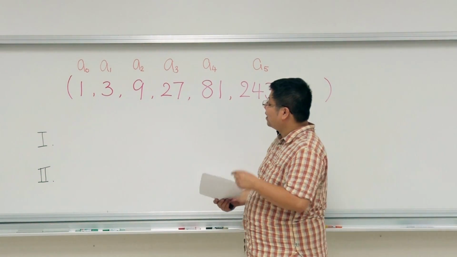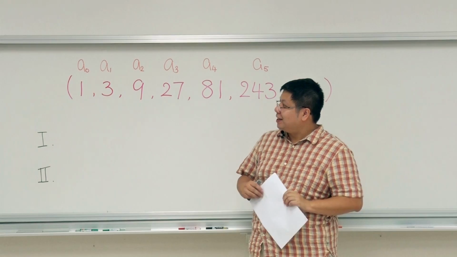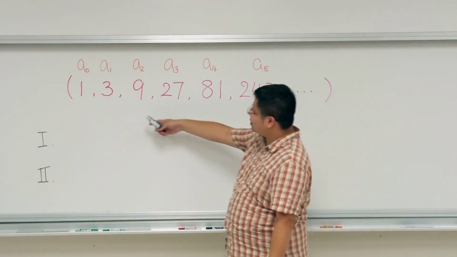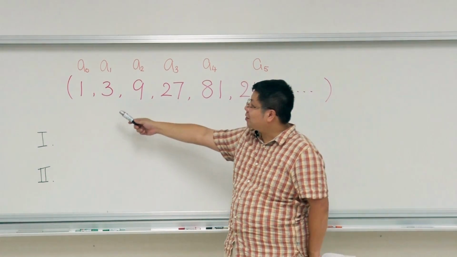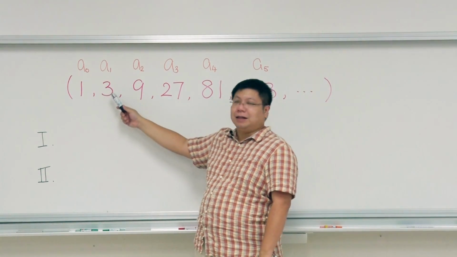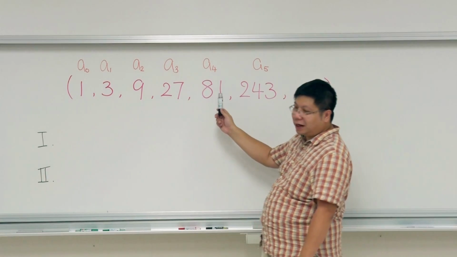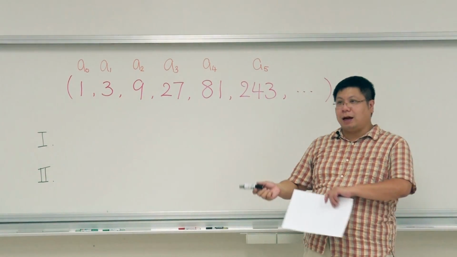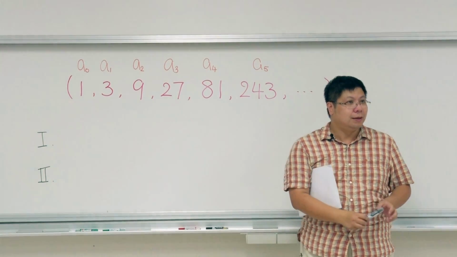So we are going to talk about recurrence relation. Let's take a look at this sequence. We start with 1, and then 3, 9, 27, 81, 243. As you may guess, what I'm trying to write down is a list of all the powers of 3.